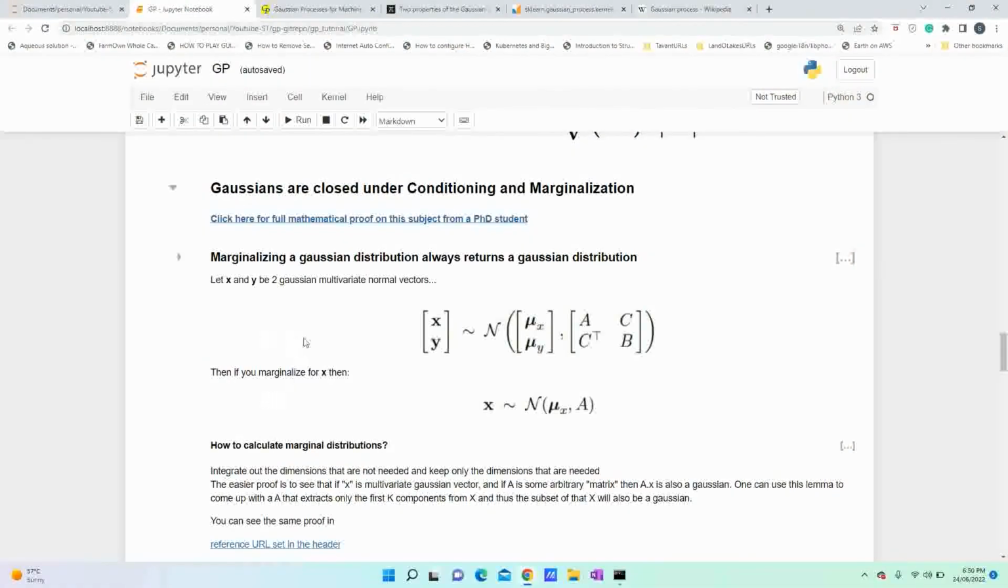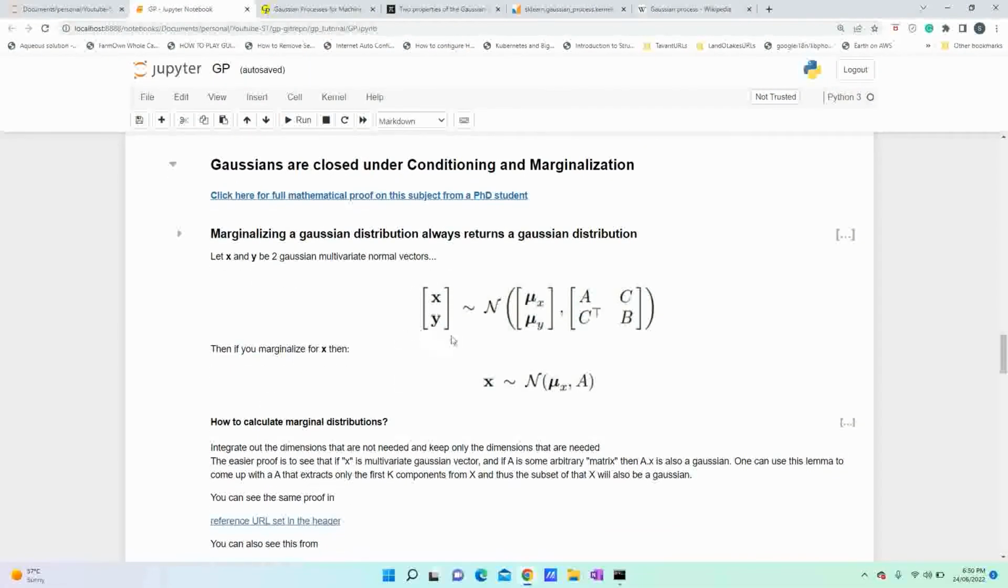To be more clear, consider a 10-dimensional normal distribution, where x is 5 dimensions and y is 5 dimensions. Together they form a 10-dimensional vector. This is your mean, and this is your covariance matrix. A represents the covariance of x with itself. C is the covariance of x with y. C transpose is y with x. B is y with y. If we take such a multivariate normal distribution and marginalize it on x, the resulting distribution is this.